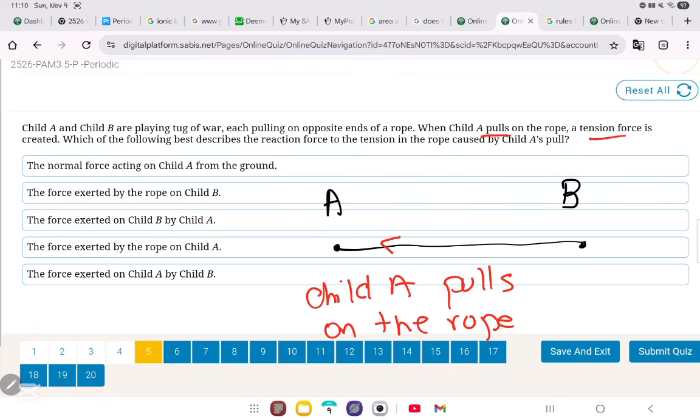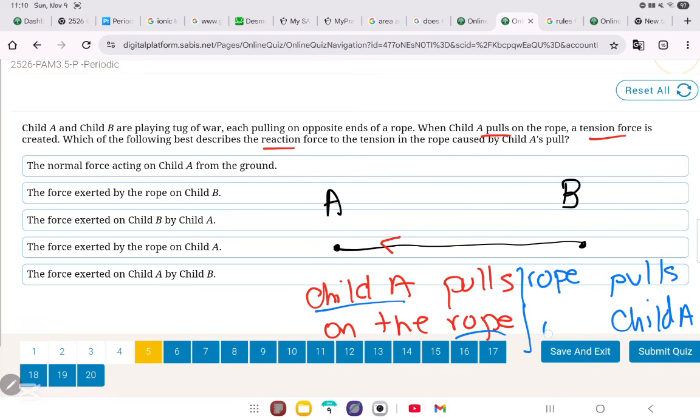Which of the following best describes the reaction force? Because this is an action. What's the reaction force of the tension in the rope caused by child A's pull? Very simply, you write down the statement and you start switching. First of all, you switch the two objects, child A and rope. So rope and then child A pulls, the rope will also pull child A. So the rope pulls on child A. This is true, so it's the force exerted by the rope on child A.